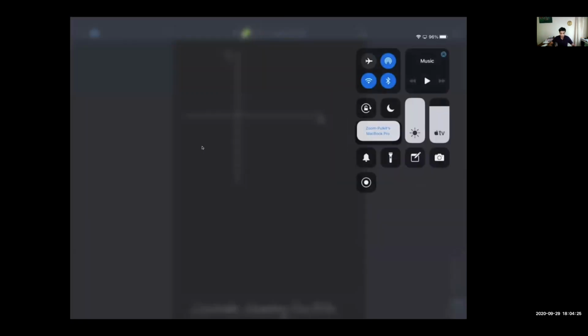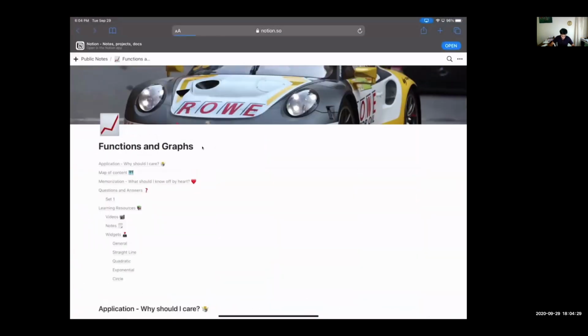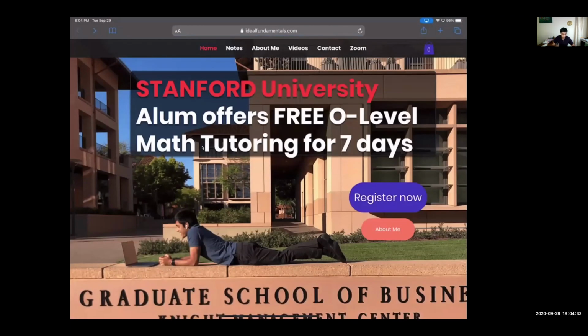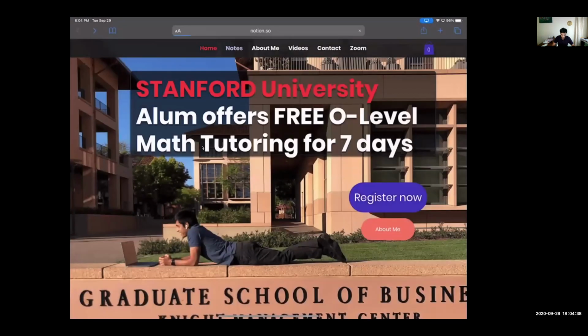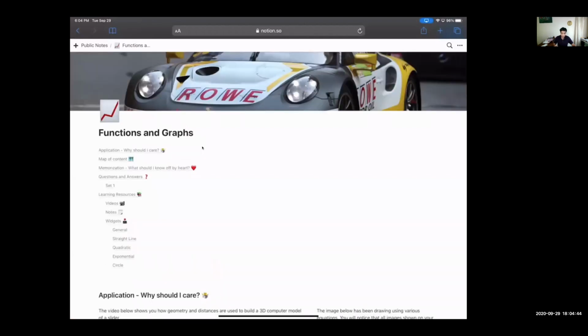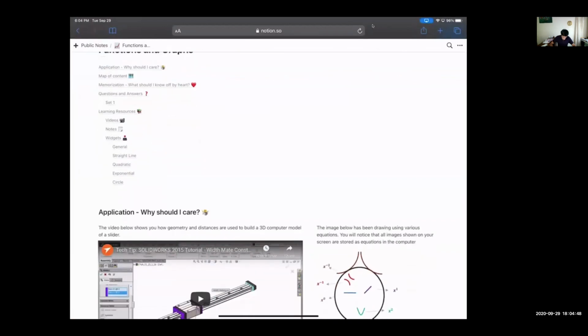And again, for today, if you navigate to the website, let's go back to the website here. I would recommend everybody to go to the notes at the top, all right? So open up notes. Then you'll find another page for today, functions and graphs, right? So we're going to go into functions and graphs. And if you scroll down here, you will see applications.